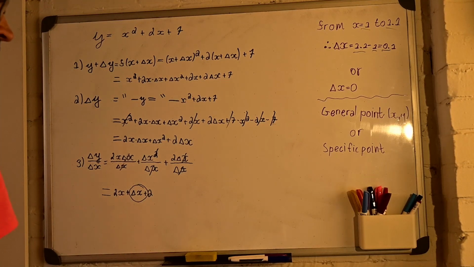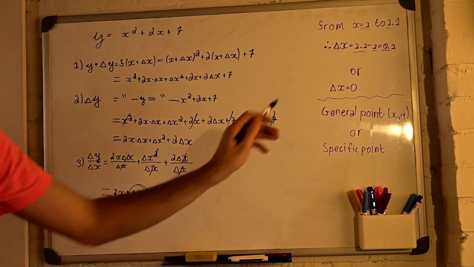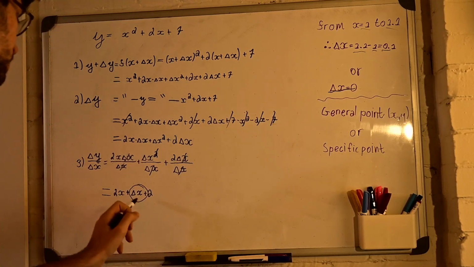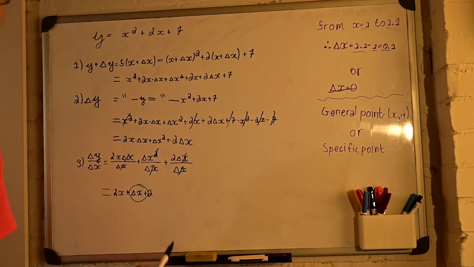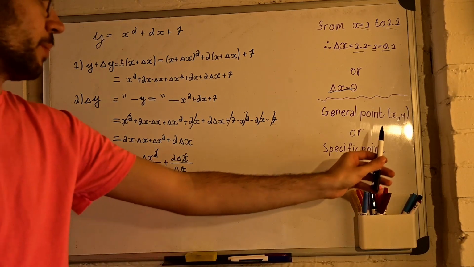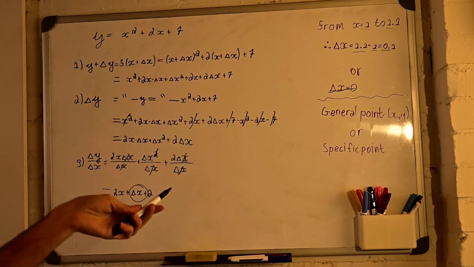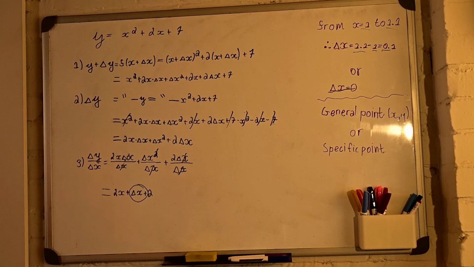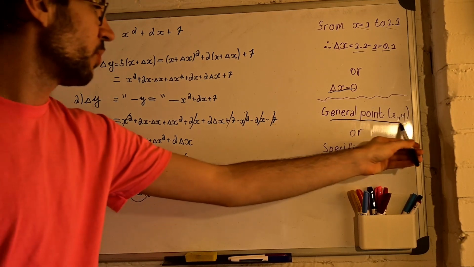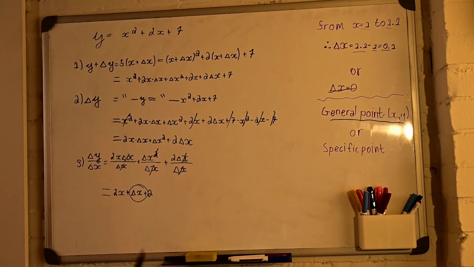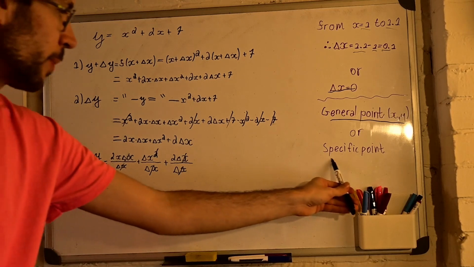But more likely, they'll just say to find the slope at a specific point, in which case delta x is 0. So you would replace delta x with a 0. Now, also, they might ask you to find the slope of the tangent line. Sorry, that's what delta method is used for. It's to find the slope of the tangent line. They might ask you to find it at a general point, so just anywhere, or they might ask you to find it at a specific point.